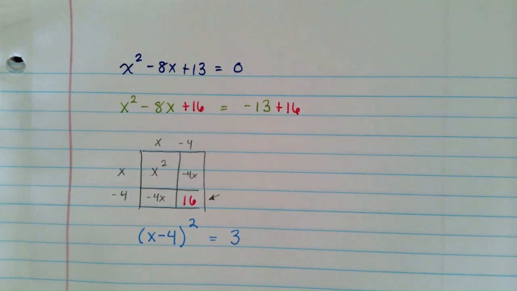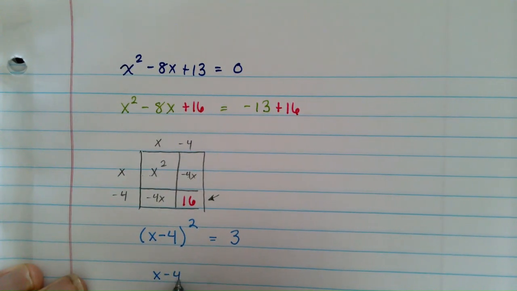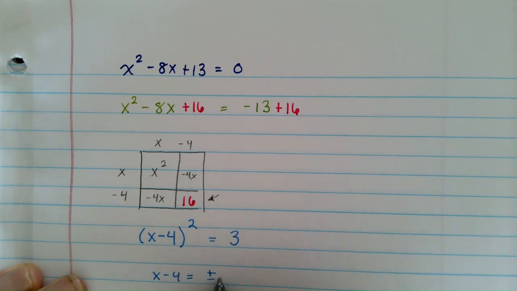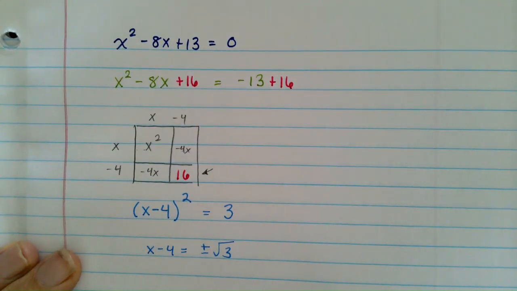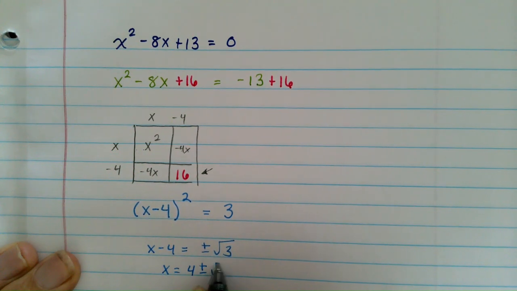Now I can avoid the quad formula because I've written this as something squared equals a constant. So x minus 4 equals plus or minus the square root of 3. Add the 4 to the other side. 4 plus or minus the square root of 3.